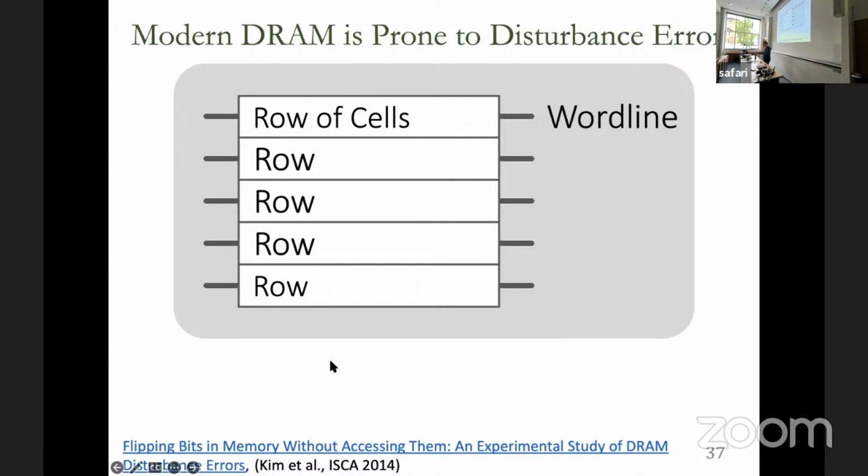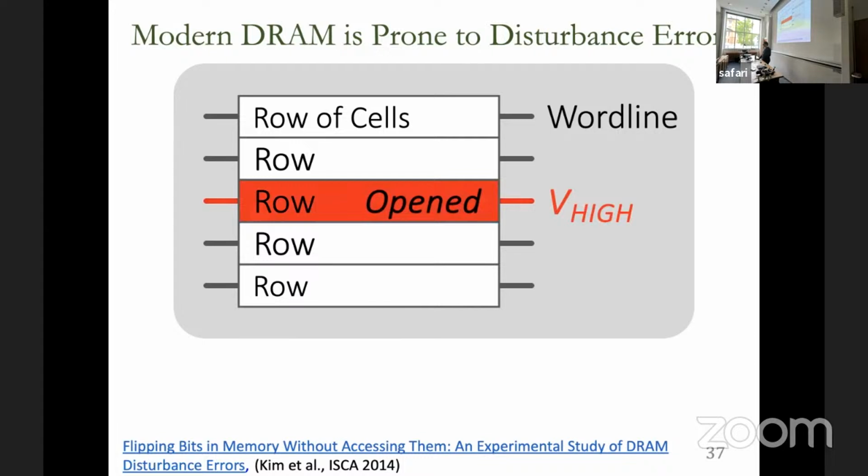You've seen the subarray level structure of DRAM earlier. Essentially, in order to access one data, you need to activate one row. We apply high voltage to that word line. And then if you want to access some other data in some other row, you need to deactivate this row, apply low voltage to that word line. It's called pre-charge bank in DRAM.